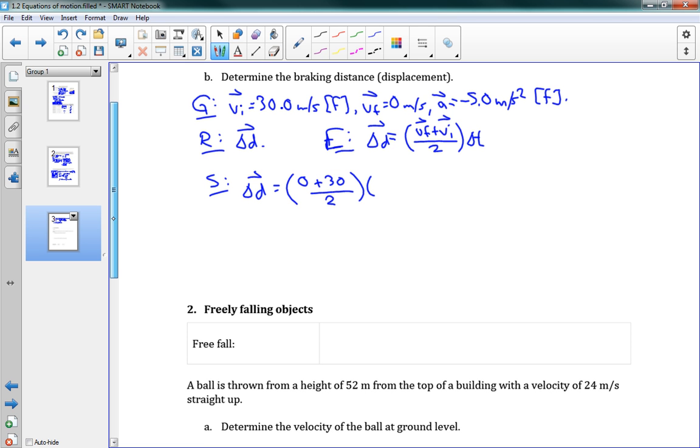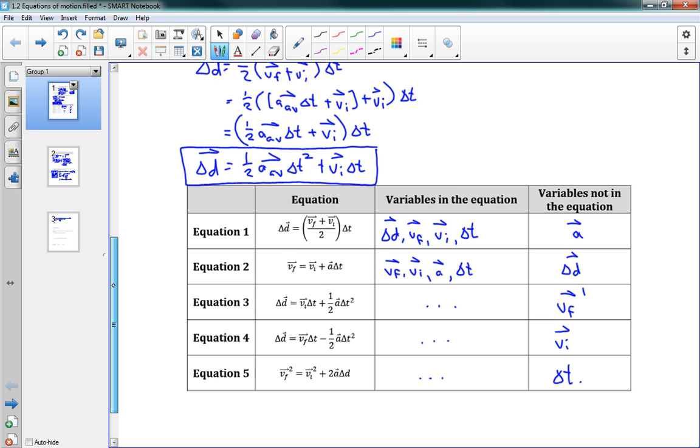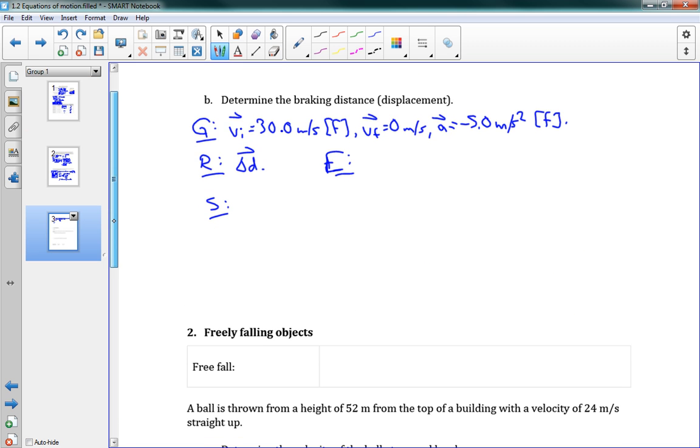I've put the wrong equation, because I've put an equation that uses delta t. So I want to fix that right away. I feel bad about that. I went and used the wrong equation. We want the equation for displacement that doesn't have time: Vf squared equals Vi squared plus 2a delta d. Good. Now we're going to go ahead and do this. So I'll rearrange for delta d. This is going to be like this.